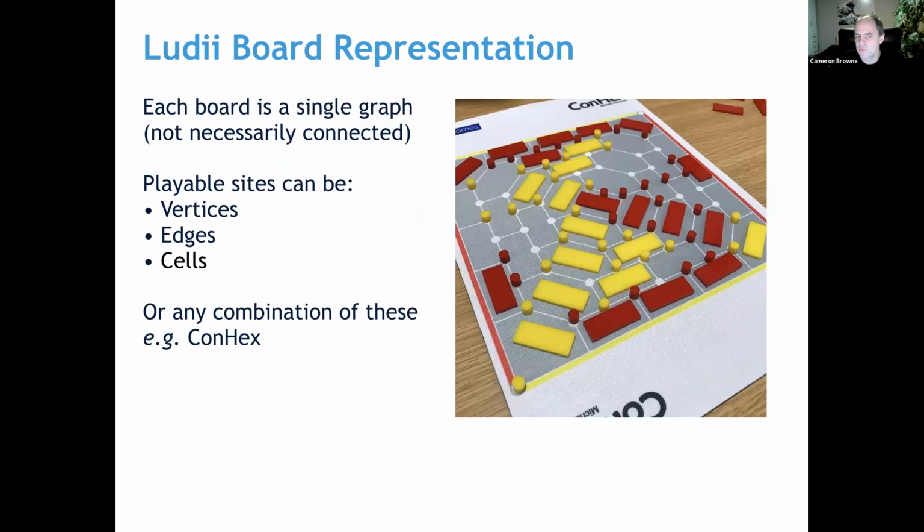So in the Ludeme software, we represent each game board as a single graph. It needn't be connected, it can have multiple components. And this lets us play the game on the vertices, the edges, and the cells of the graph, or on any combination of these. For example, here we have a modern board game called Conhex. Players place these pieces on the vertices, but then own cells. So this game is played on both the cells and the vertices. And the winning condition is connection through the cells in this game.